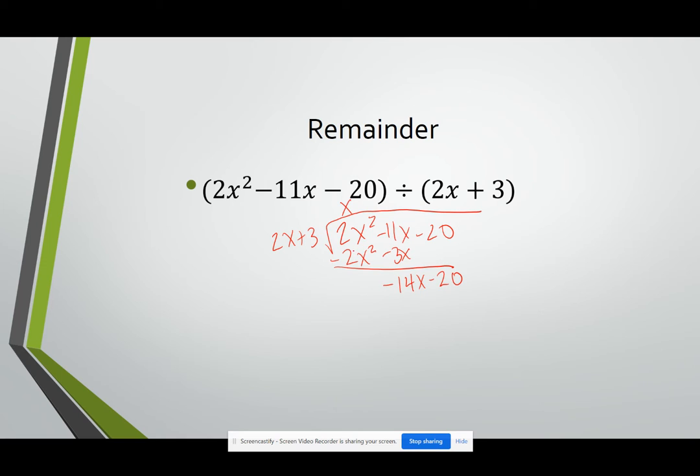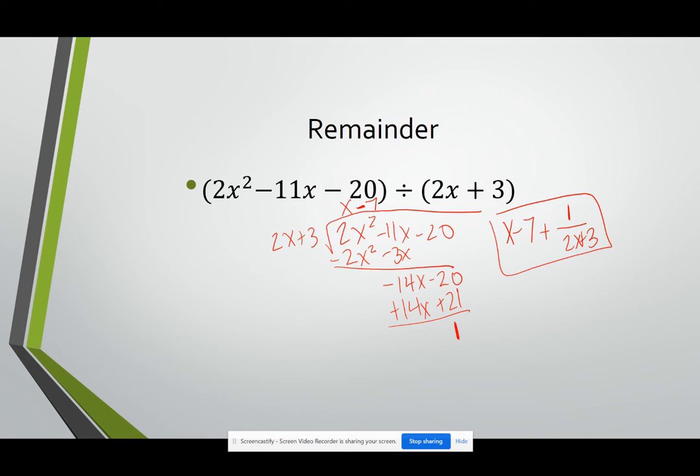So to get negative 14x, I multiply 2x by minus 7. All right, so this will now become plus 14x. This will become plus 21. And we're left with a 1. And you know after the constant term, there's nothing we can do. So our remainder is 1. So we would write this as x minus 7 plus 1 over 2x plus 3.